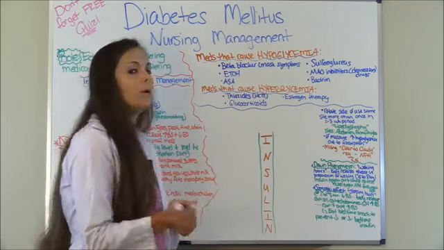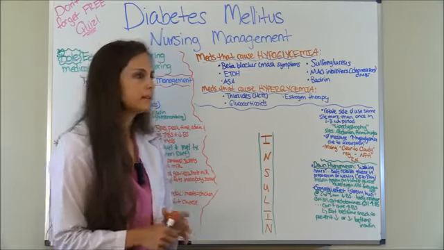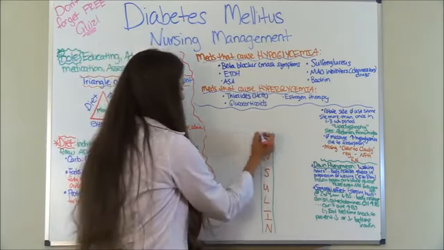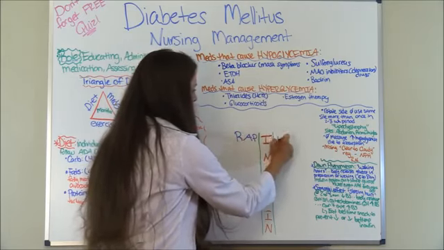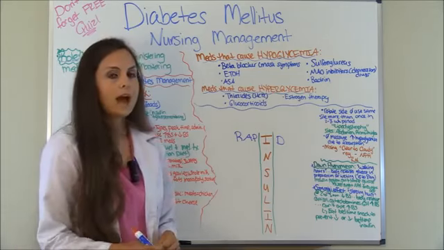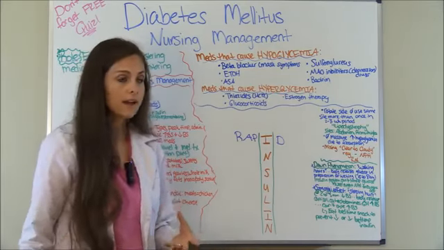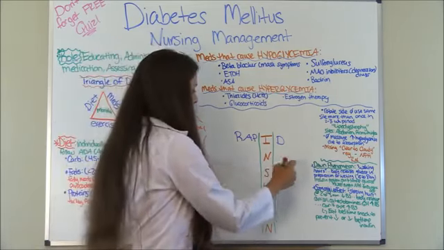So we have rapid. Remember, ready. For rapid, we're going to use the I in insulin: R-A-P-D. Next, we have short acting for set. Ready, set. So the S.